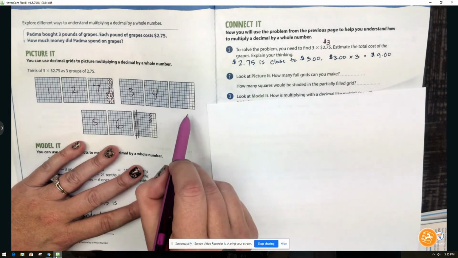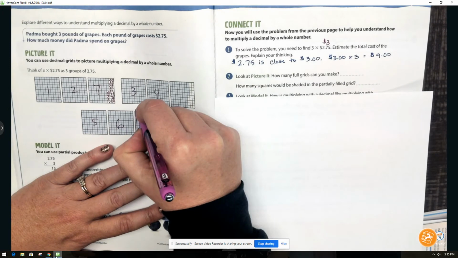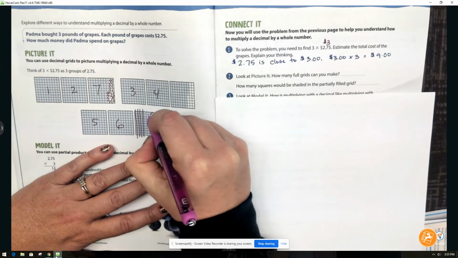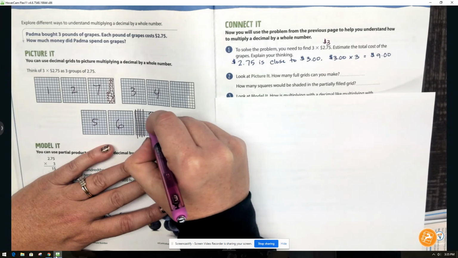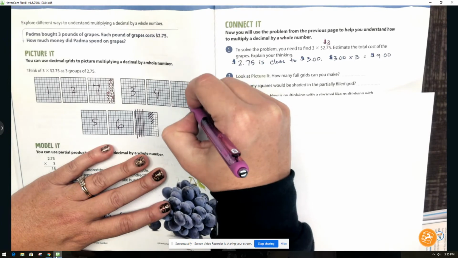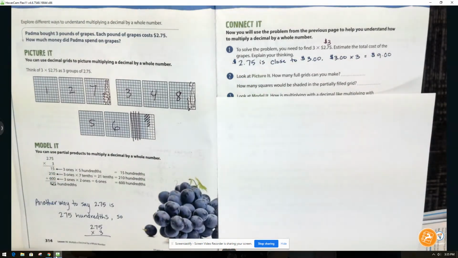Now let's see if I have another 24 to fill this grid over here. So I'm going to take away 10, 20, 1, 2, 3, 4. So that's going to fill in all of this, and that's going to give me my 8th full grid.